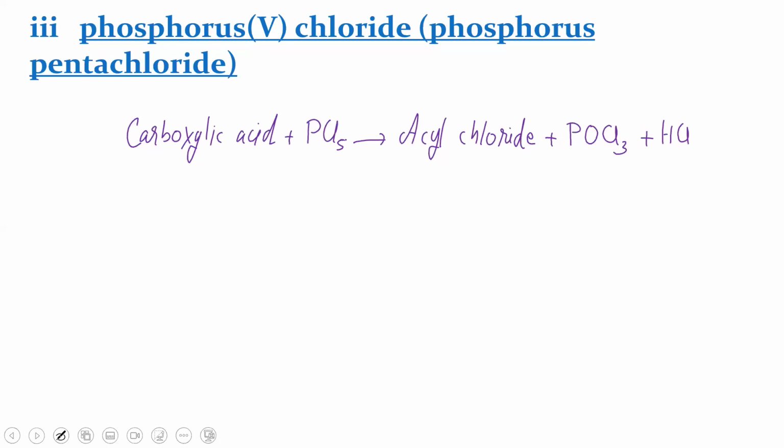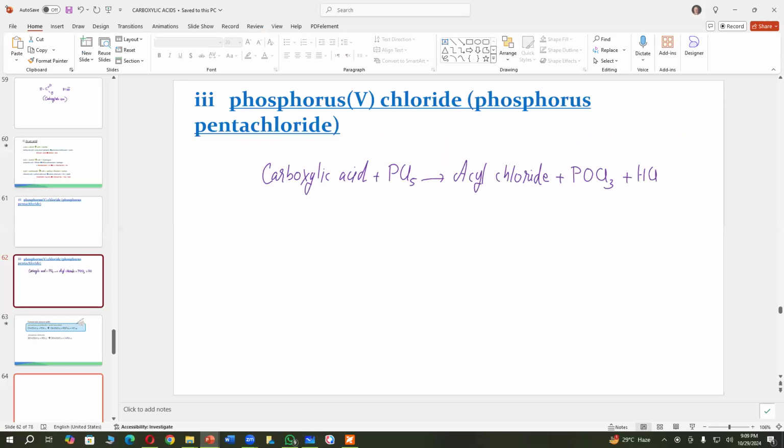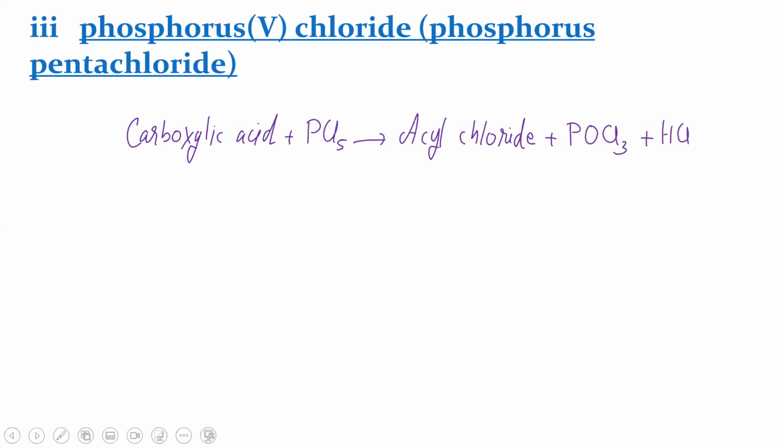Good. Carboxylic acid plus PCl5, phosphorus pentachloride. Now, what is this acyl chloride? We have to introduce this in our library also. This is another very important reagent. Let us introduce it here: RCOCl. This is called acyl chloride.